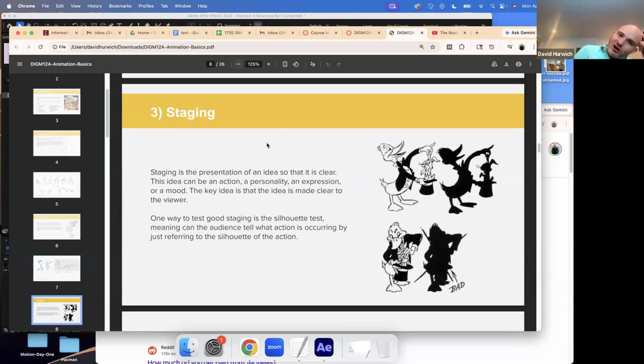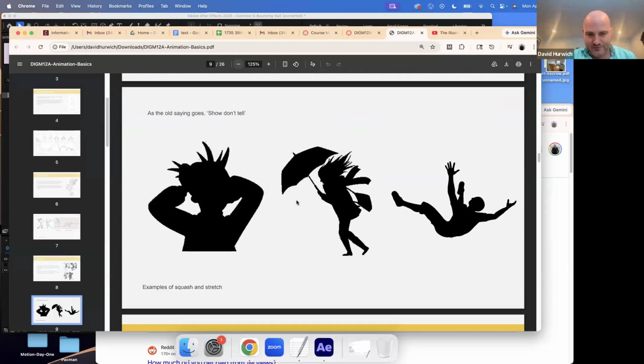You're not really drawing characters per se in motion graphics, but the concept of positioning your character, what's going on in your scene so that people can understand it, that is something that you might want to think about.